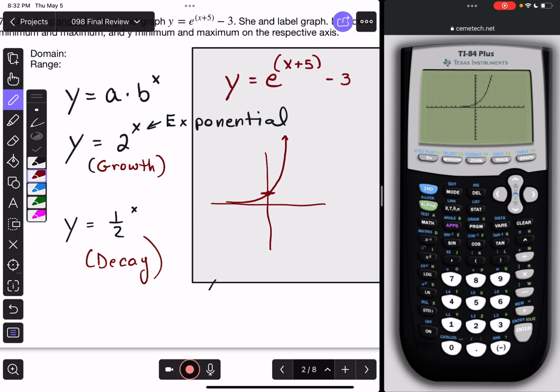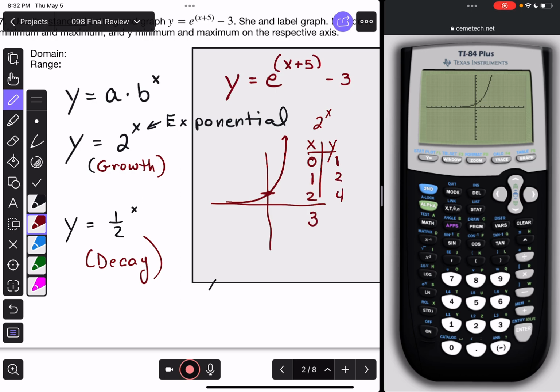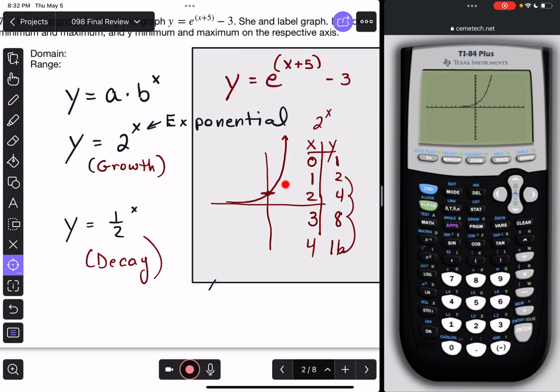And the nice thing is, you can generate points for this to see what's happening. This is 2 to the x. So when x is 0, 2 to the x is 1. When it's 1, you get 2. When it's 2, 2 squared is 4. And when x is 3, all of a sudden it's jumped up to an 8. And when x is 4, it's already at 16. So every single time it keeps doubling. And so it grows really, really, really fast. That's why it's called an exponential growth function.